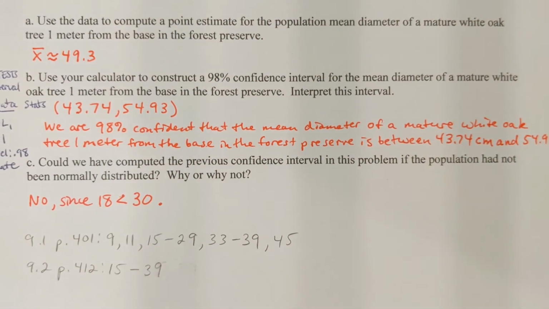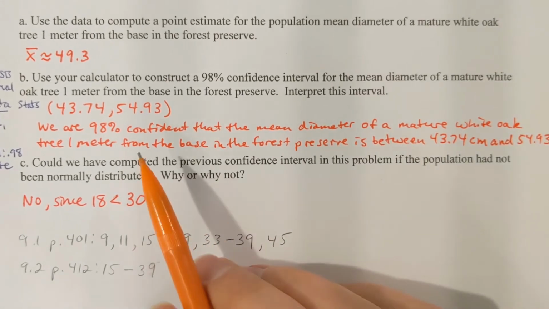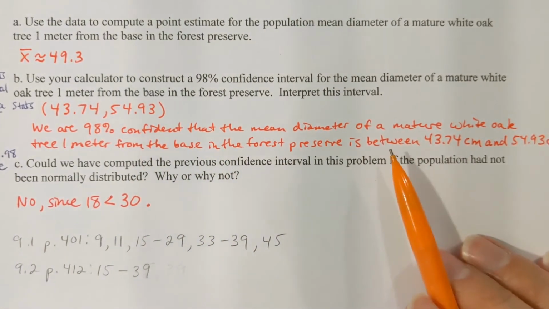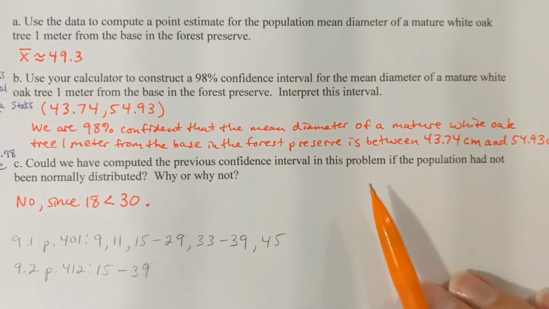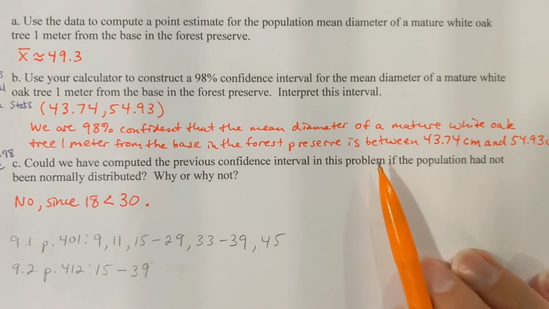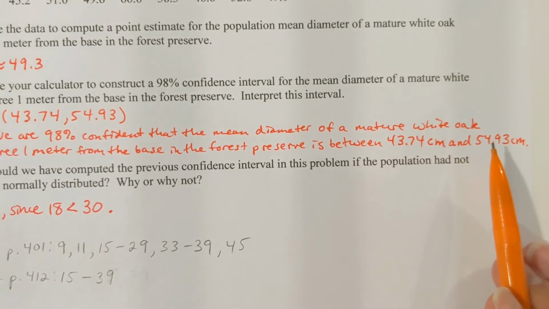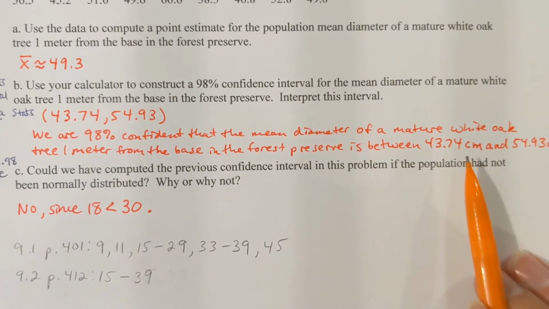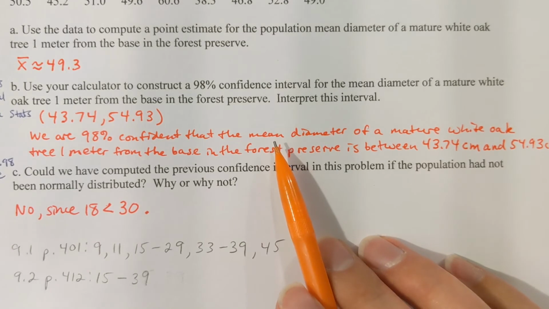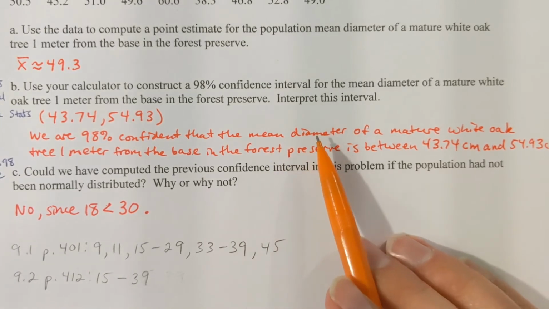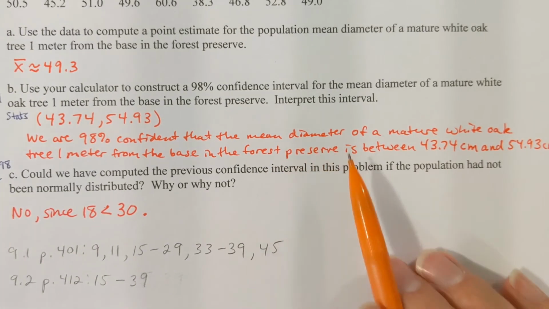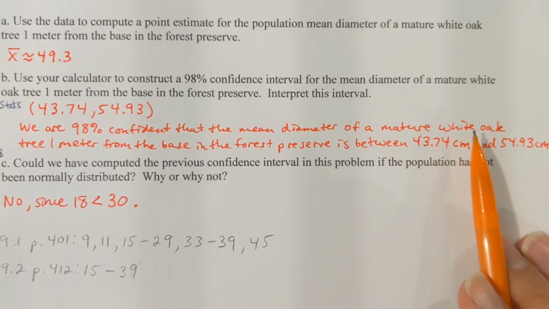Okay, the interpretation would be to say that we are 98% confident that the mean diameter of a mature white oak tree 1 meter from the base in the forest preserve is between 43.74 centimeters and 54.93 centimeters. Of course, be specific. We're looking at the average diameter, not the average radius or some other measurement, okay, of a mature white oak tree.